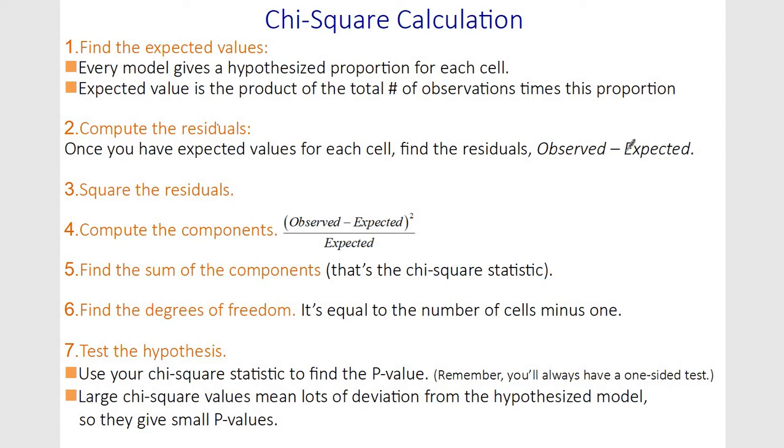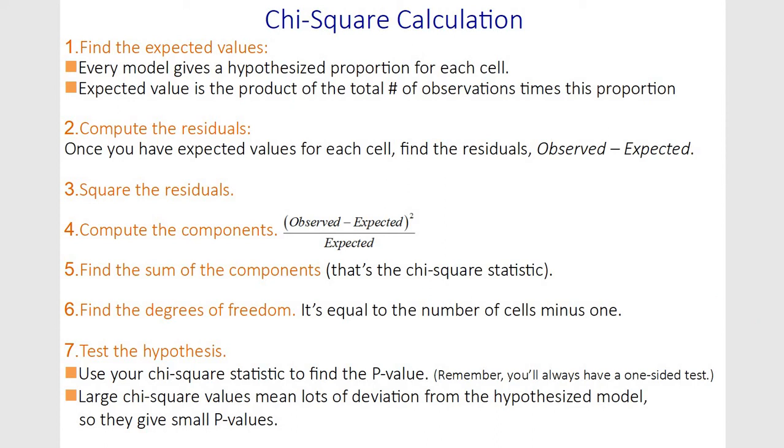You then compute the residuals, observed minus expected, you square them, you divide them by the expected, and then you add them. There's your chi-squared statistic. You take that with your degrees of freedom, and then you test your hypothesis. You can look at your table, or we can use our calculator.